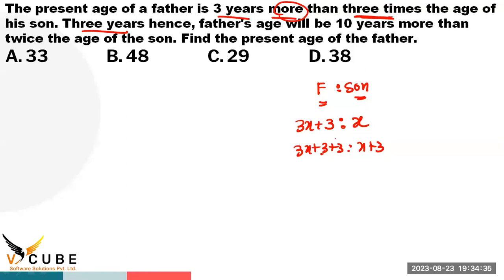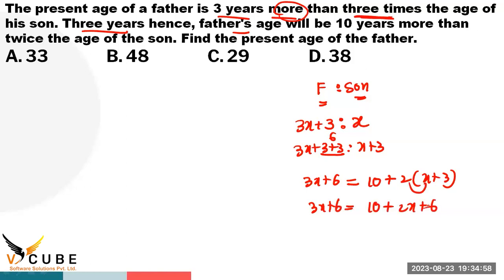Okay. So father's age, father's age is how much? 3x+6. Okay. Father's age will be 10 years more than twice the age of the son. Twice the age of the son. Okay. So find out the x value, guys, here. 3x+6 is equal to 10+2 into x, 2x. 2 threes are 6, guys, here. Okay, right. So 3x minus 2x, x is equal to 10 plus 6 minus 6, 10. X value is how much, guys? 10 years. Find out the present age of father.